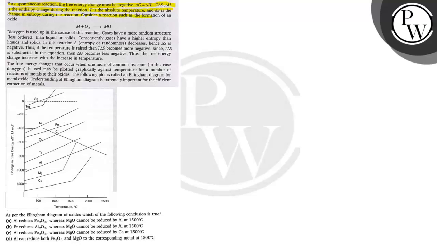Consider a reaction such as the formation of an oxide: M metal plus oxygen O2 gives MO metal oxide. Dioxygen is used up in the course of this reaction. Gases have a more random structure, less ordered than liquids or solids. Consequently, gases have a higher entropy than liquids and solids. In this reaction, entropy or randomness decreases, hence delta S is negative.